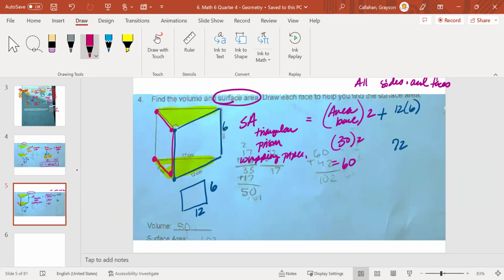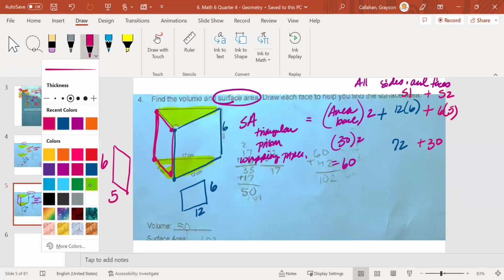Then, do you see how you have another side right here? Now, for this side, you have to figure out what the sides are. This side right here is 5. Do you see that? How tall is this? What is this side going to be? Yeah, so this is side 1, plus side 2. Side 2 is 6 times 5, which is 30, right?